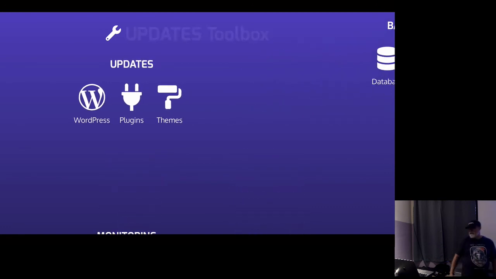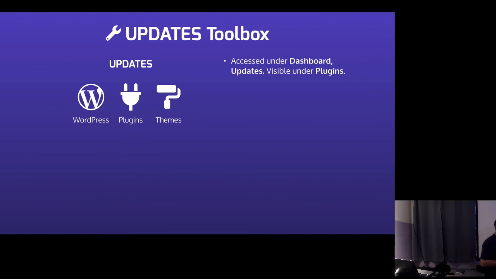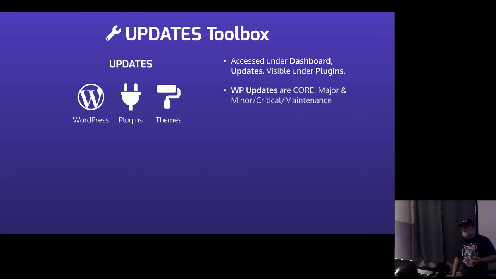All right, in your updates toolbox, that means they're going to primarily be accessed under your dashboard, under updates, visible under the plugins, where you can see: does my WordPress need an update? Does my plugin need an update? Does my theme need an update? WordPress updates are core, major, and minor critical maintenance updates.